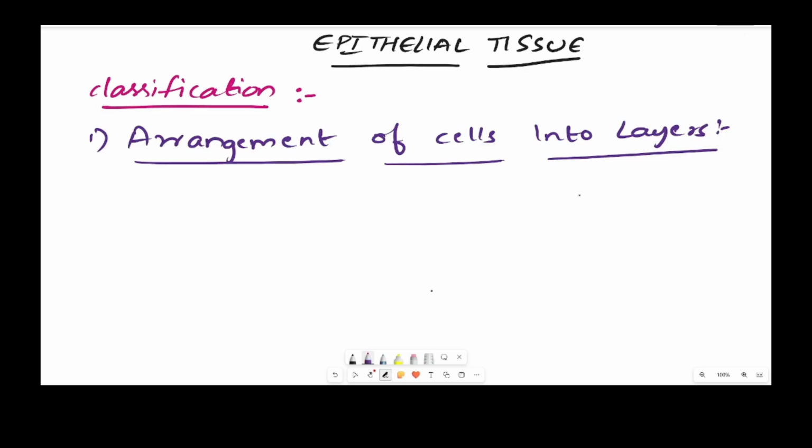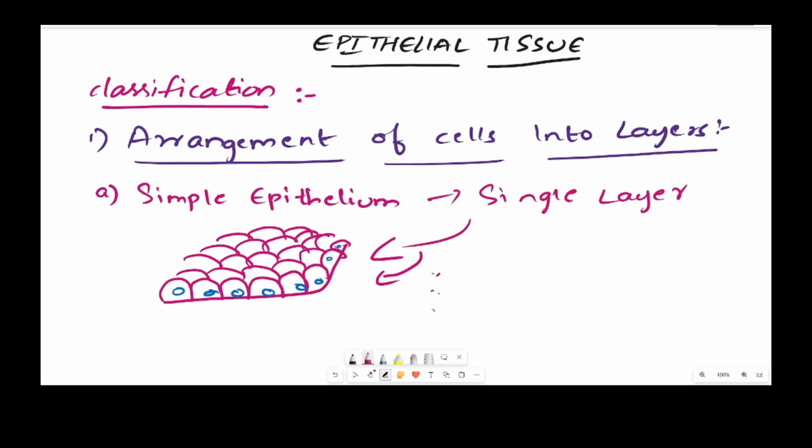The first classification is the arrangement of cells into layers. These are arranged as one or more layers based on their function. In this, the first one is called the simple epithelium. The simple epithelium is arranged as a single layer. So, this is the diagram.